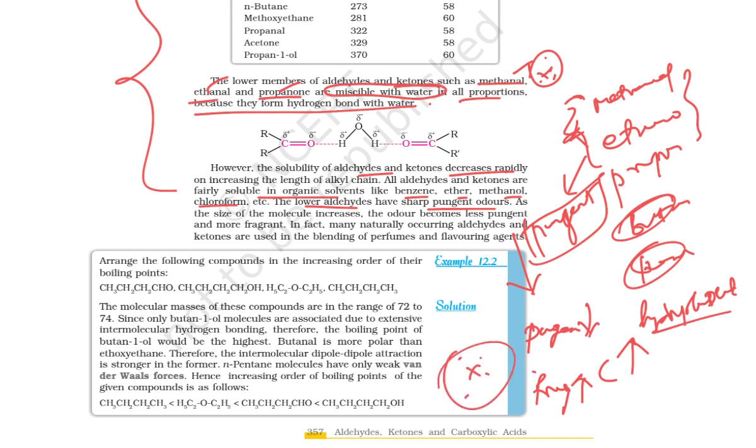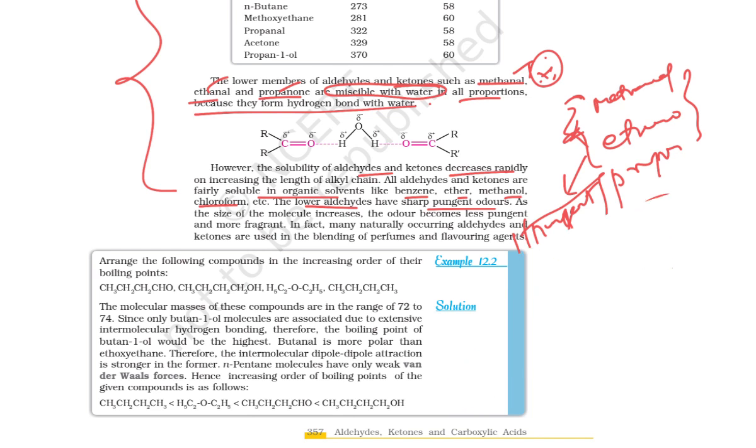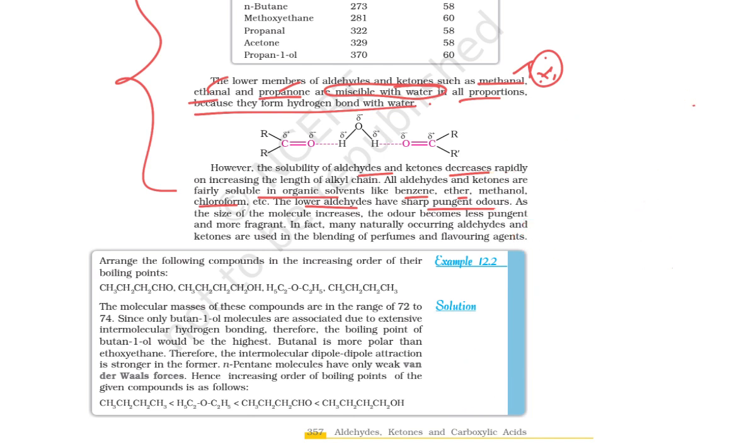So next we go for question number 12.2. Okay, so they have given butanol. Then diethyl ether is given, ethoxyethane is given, and butane is given.